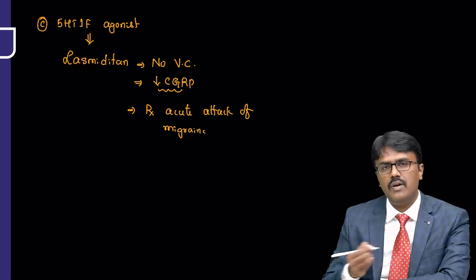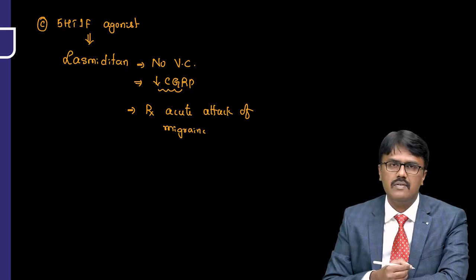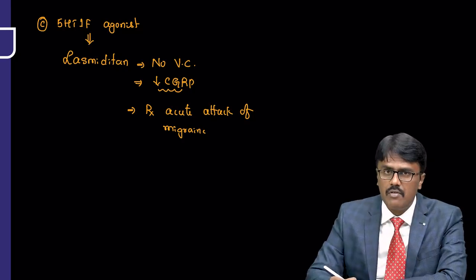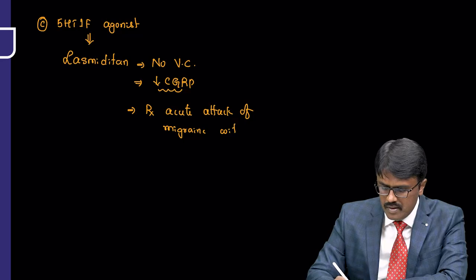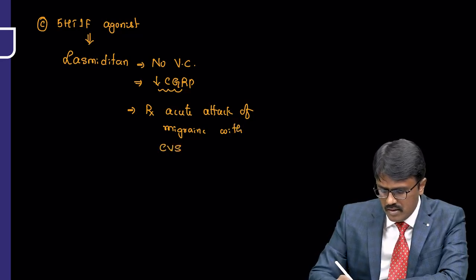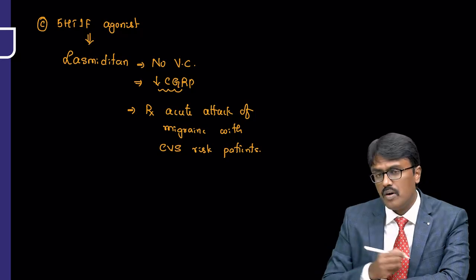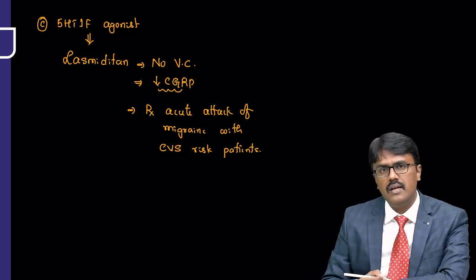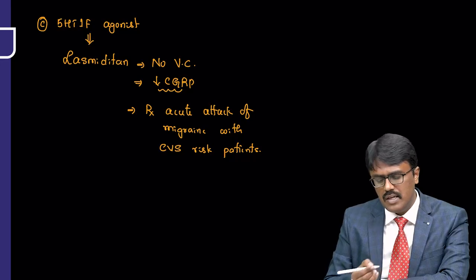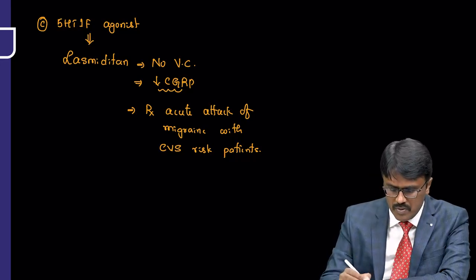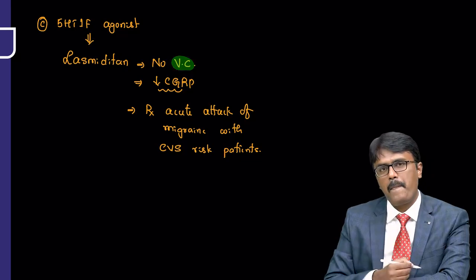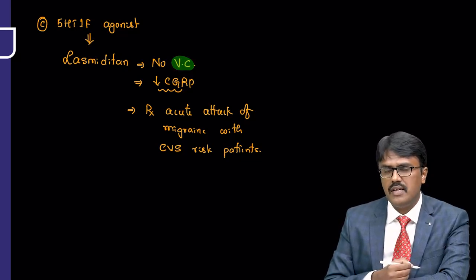You may ask a question, sir, we already have triptan, then what is the advantage of this? So you can use it in acute attack of migraine with cardiovascular risk patient. So patient has IHD or patient has coronary artery spasm or patient has uncontrolled hypertension. Then you cannot give triptans or ergots. Then you can use this because they don't produce vasoconstriction. They decrease the inflammation that is mediated through trigeminal inflammation. The name is called lasmiditan.